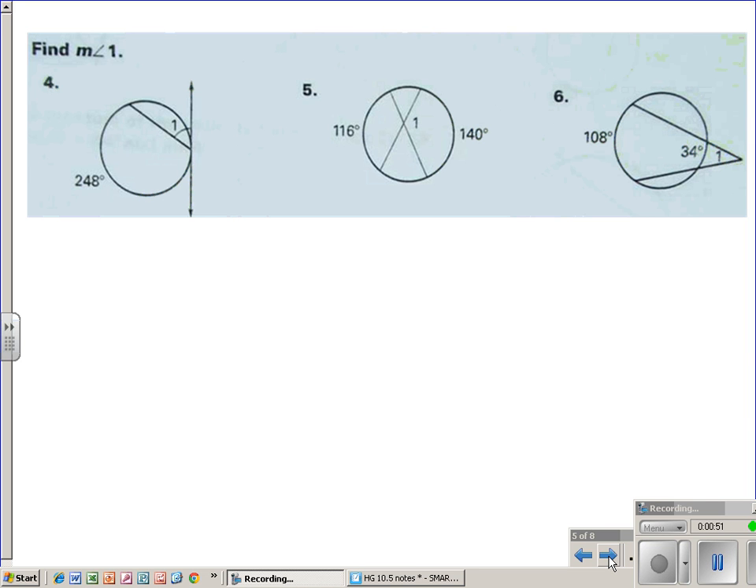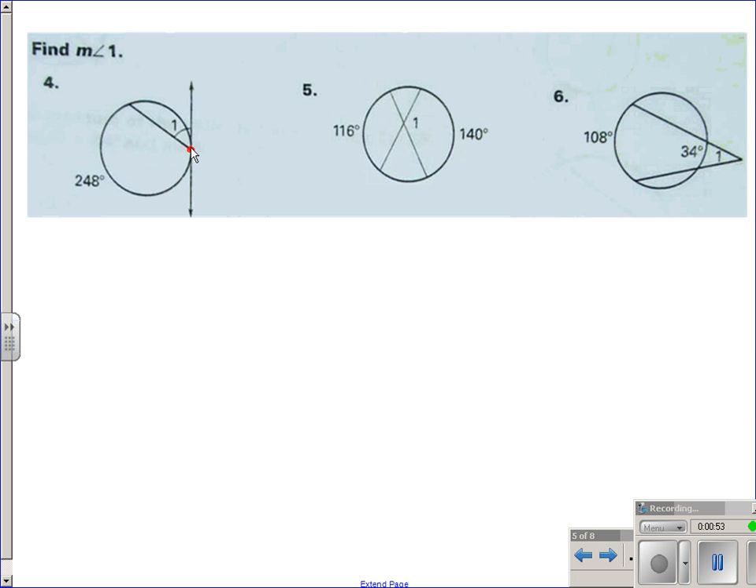The first one here, number 4. The vertex of this angle is on the circle. So angle 1 is going to be 1/2 the intercepted arc. Well, that red that I just drew there, that is the intercepted arc. Now, we know this 248. So 360 minus the 248 gives us 112. That's the arc. Angle 1 is half of that. So half of 112 is 56 degrees. There's angle 1.